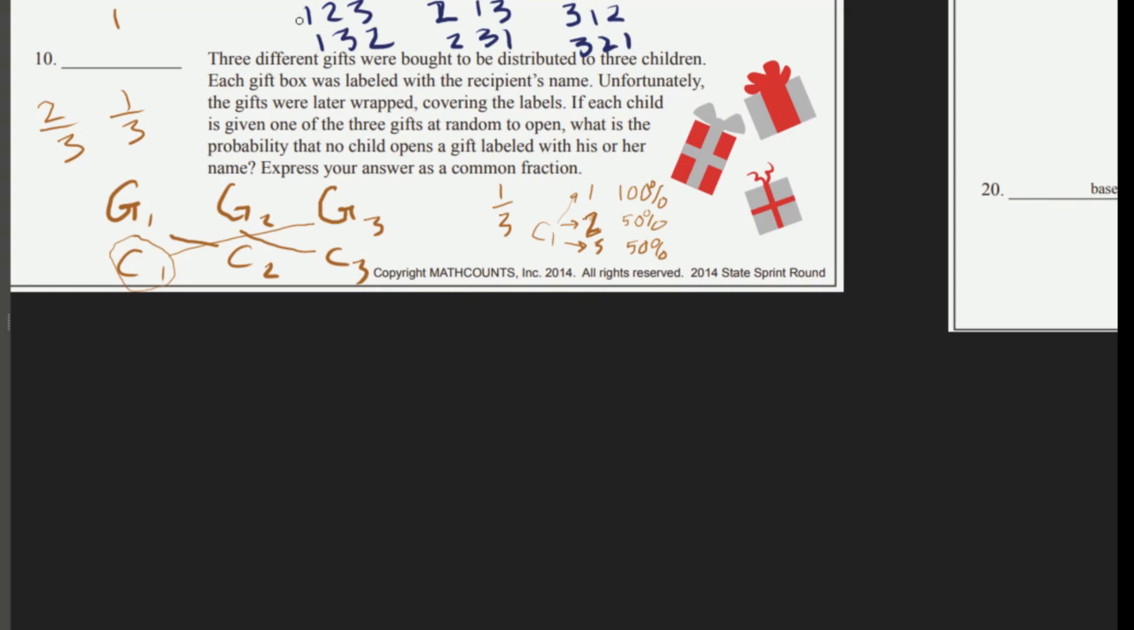And then we could just circle the ones where no child opens a gift labeled with his or her own name. This one is not one of those because everybody gets their own. This one is not because child 1 gets it. This one is not because number 3 gets their own. This one is not because number 2 gets 2. It turns out the only 2 possibilities are 2, 3, 1 and 3, 1, 2. So it's 2 out of 6, which is 1/3 of a chance in the end. Okay, cool.